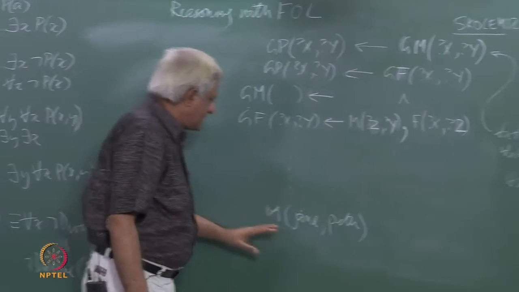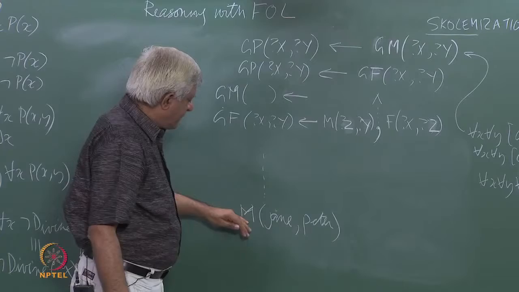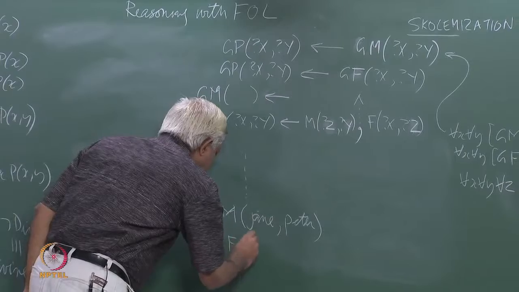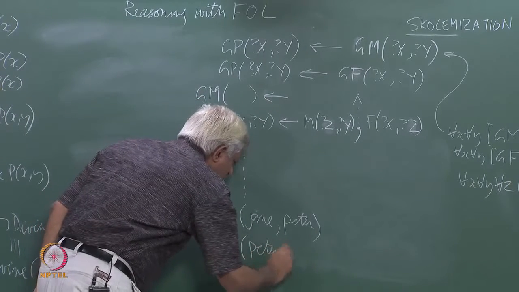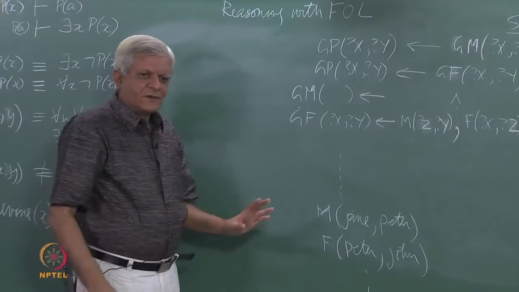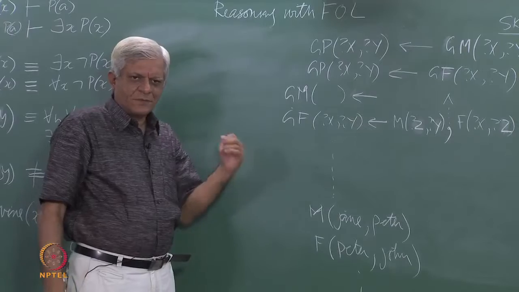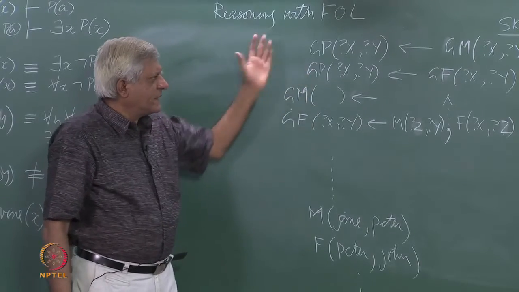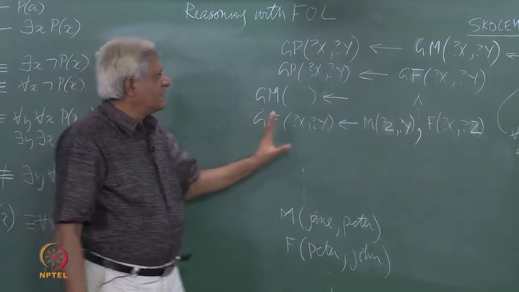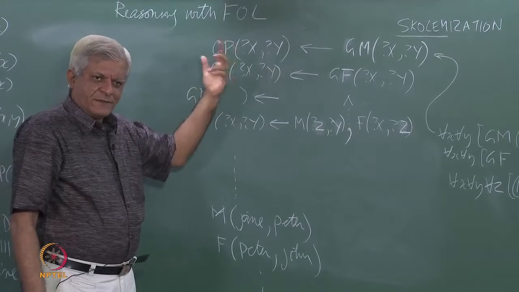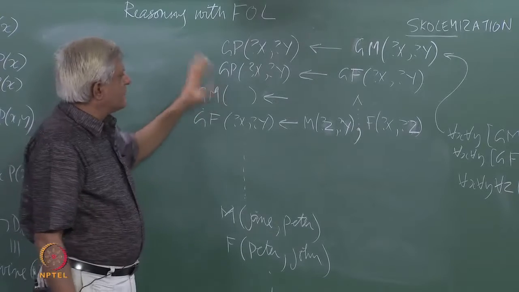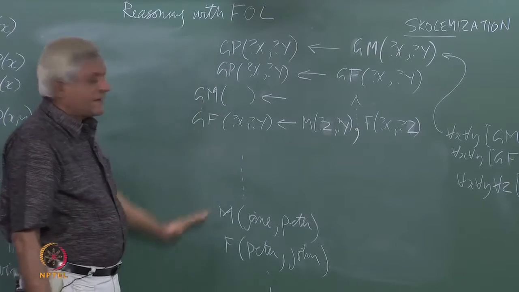Somewhere I would have a statement saying mother Jane Peter, for example, and father Peter John, and maybe other facts also. So you would recognize this as a prolog program, I hope. A prolog program is statements of these kinds. Now this is a restricted form of logic, but we do not go into that. The restriction here is that the consequent can only be one predicate essentially. You cannot have ors inside here and so on and so forth. But you can recognize this as a prolog program.